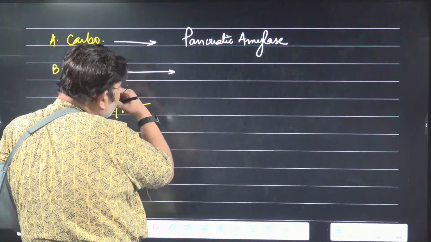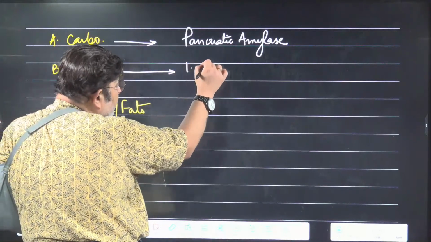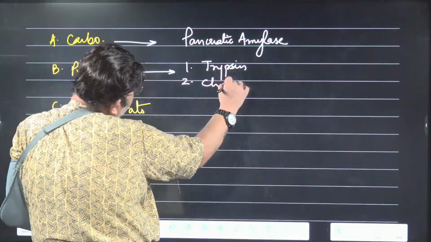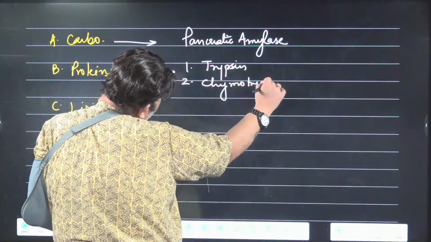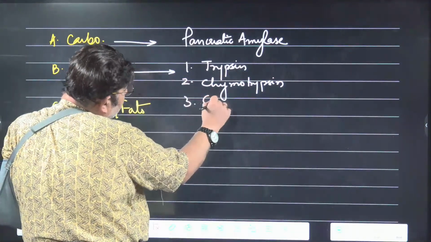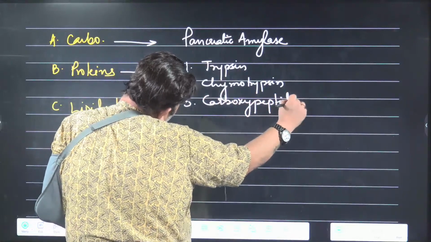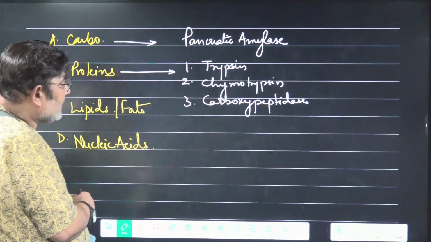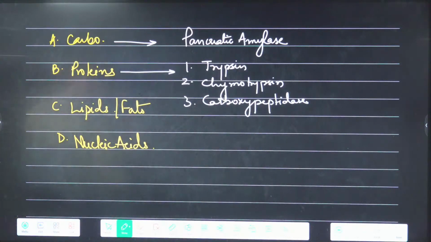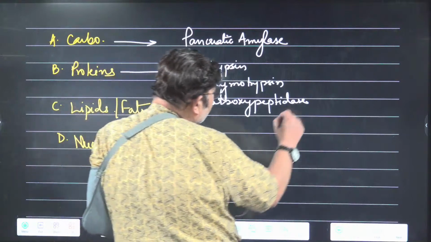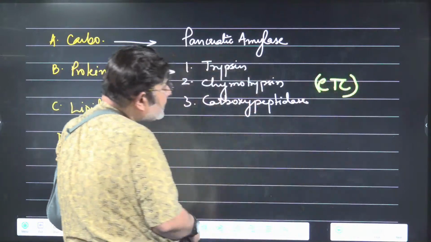In the proteins, we have got 3 enzymes. Number 1 is trypsin. Number 2 is chymotrypsin. And number 3 is carboxypeptidase. Okay, so you can remember them by CTC: chymotrypsin, T for trypsin, and again C, carboxypeptidase. You can learn them by CTC.